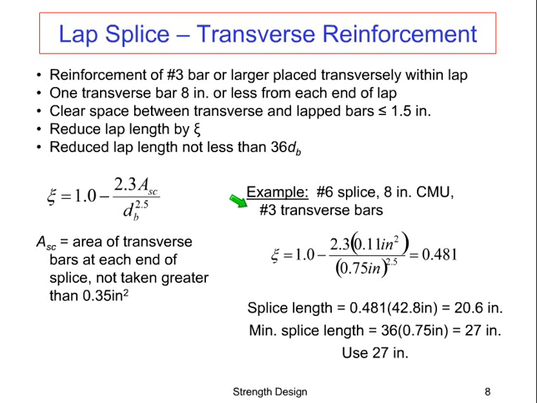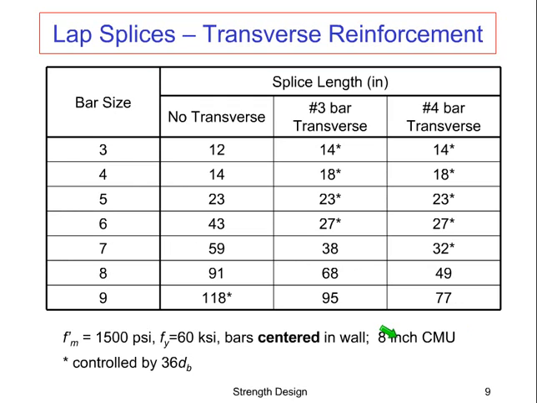So here's a quick example. A number 6 splice, 8-inch CMU, number 3 transverse bars, a reduction factor is 0.481. So splice length gets reduced to 21 inches. However, there is a minimum splice length of 27 inches. So just another quick example.